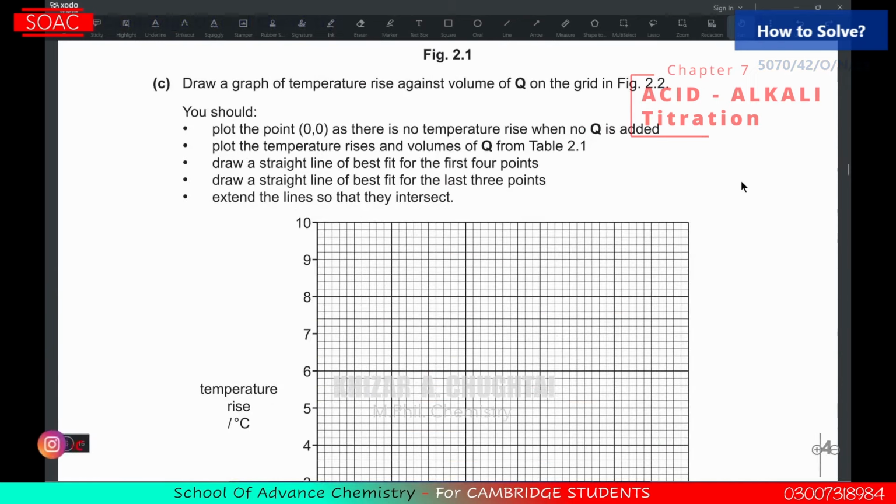Now draw the graph of the temperature rise against the volume of Q on the grid, figure 2.2. You should plot the point 0, 0 as there is no temperature rise where no Q is added. Plot the temperature rise and volume of Q from table 2.1. Draw a straight line of best fit for the first 4 points, and a straight line of best fit for the last 3 points. The 4 points make one trend and the 3 points form a different trend. Extend the lines so they intersect.